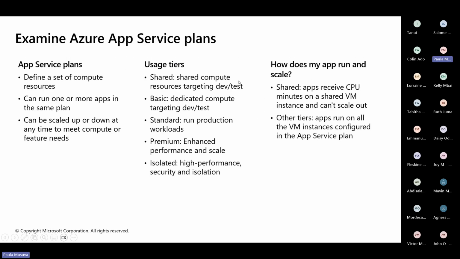Oh, there we go. Yeah, so the shared one, we're saying it will get CPU minutes on a shared virtual machine. And it's not very good for production environments. It's not designed to meet the scaling up and down needs. But the other tiers run, as you can see, on a dedicated, if I could call it that, VM instance, based on the service plan: basic, standard, premium, isolated. Okay.